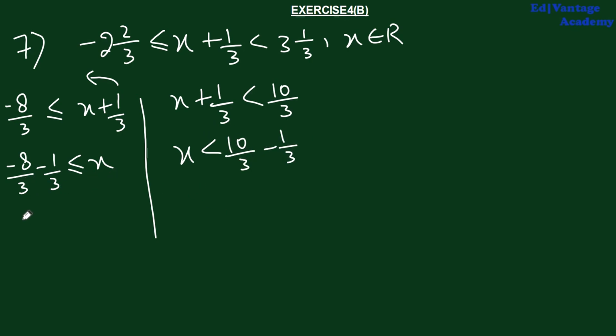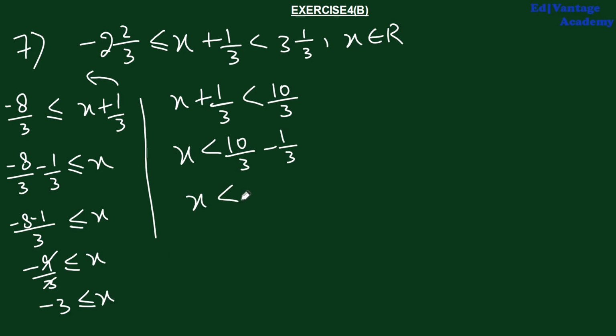Now here when we take LCM, LCM is 3 and it will come -9 by 3 is lesser than or equal to x, that is -3 after cancellation. So x is greater than or equal to -3. Here it will come LCM 3, 10 minus 1, which also will come 9 by 3. 9 by 3 is 3. So you got x is greater than or equal to minus 3, x is lesser than 3.